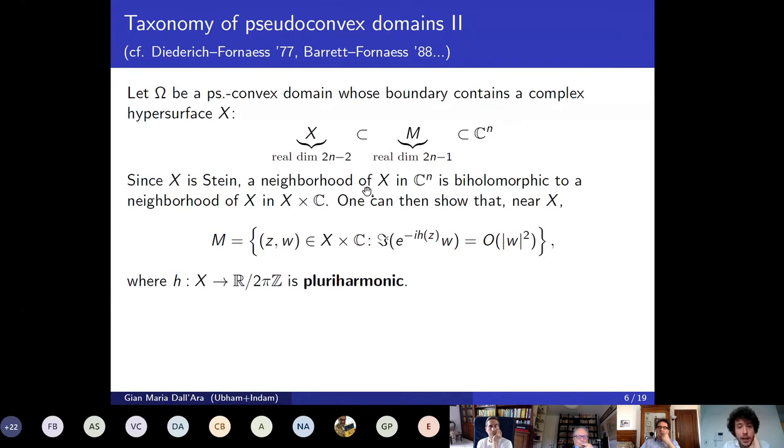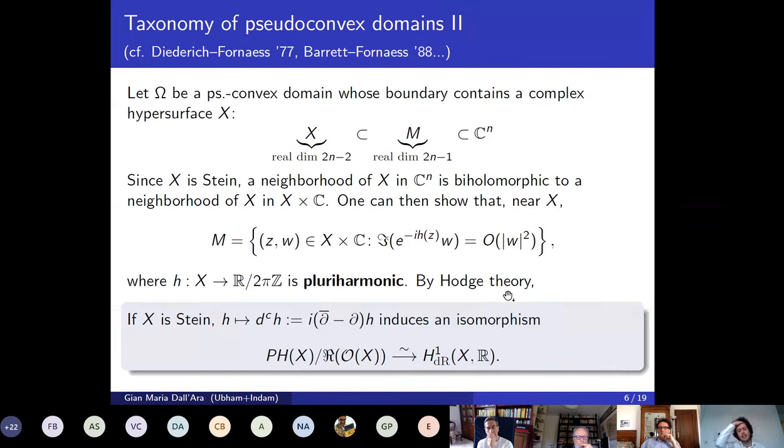So whenever a complex manifold is contained in the boundary of a smooth pseudoconvex domain, this is the key property. Pseudoconvexity forces this real valued phase h to be pluriharmonic. Let me recall that on Stein manifolds, pluriharmonic functions can be described by cohomology, de Rham cohomology classes. In fact, there is an isomorphism, thanks to Steinness, between the space of real valued pluriharmonic functions on X modulo real parts of holomorphic functions, and the first de Rham cohomology group with real coefficients.